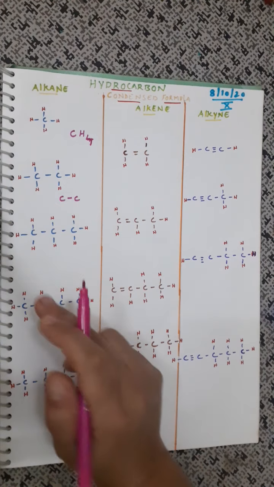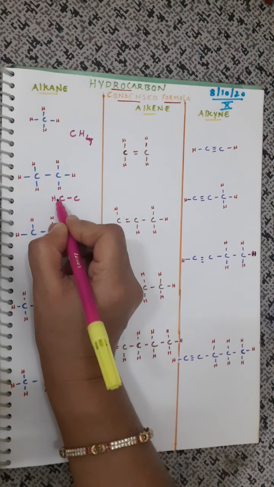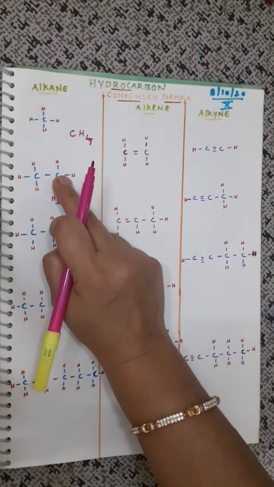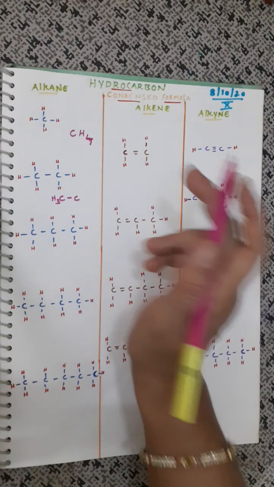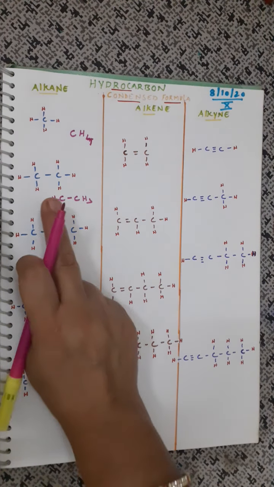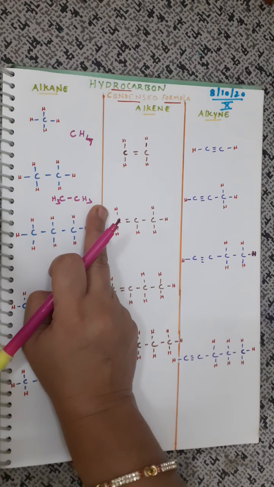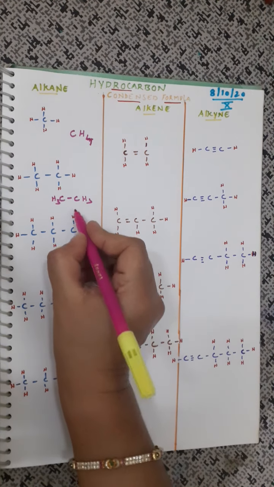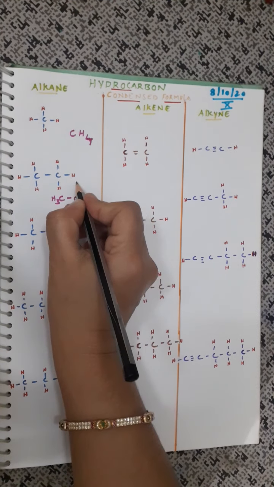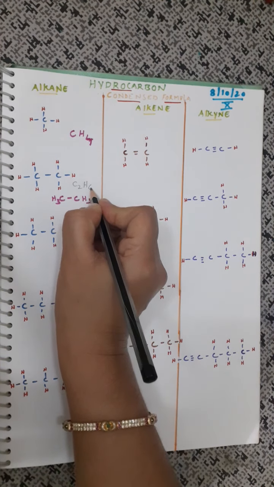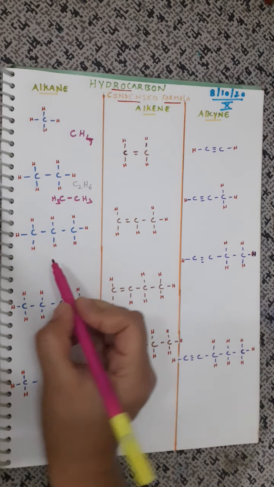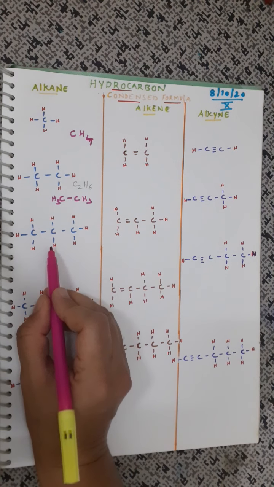1, 2 and 3. So let me put it as CH3 or H3C. Either way you can keep, children. Then come to the second carbon. How many? 1, 2, 3. So CH3. So what is now the condensed formula? CH3, CH3. If I further condense it, the formula which you have all learned, it is what? C2H6. Okay, children. Fine.